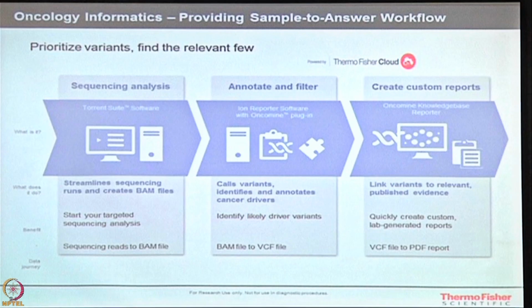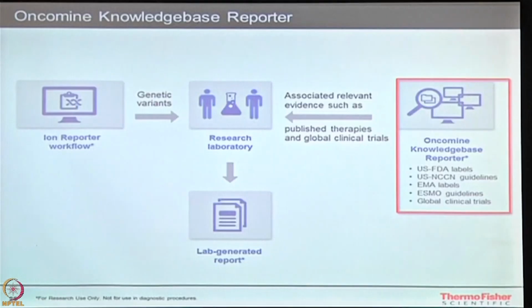Once you push this data to the Oncomine Knowledge Reporter, it will look for this driver information, correlate it with the different drugs available, and then look into the clinical trials that have already happened. So if I take it further, you have Ion Reporter coming into play, you have genetic variants, and you have a knowledge base reporter which has different guidelines, information regarding your drugs, and information regarding your clinical trials. You correlate them and finally generate a report for it.